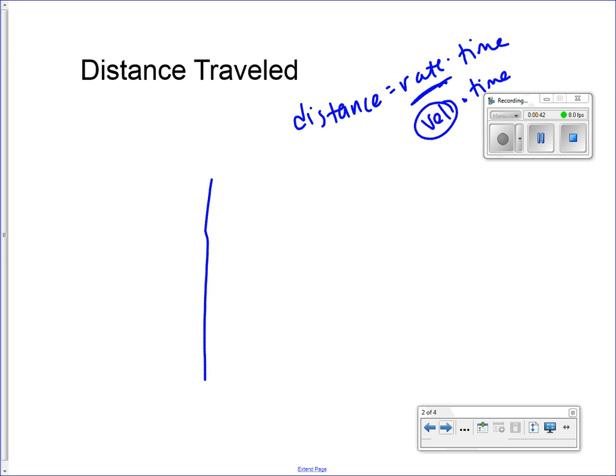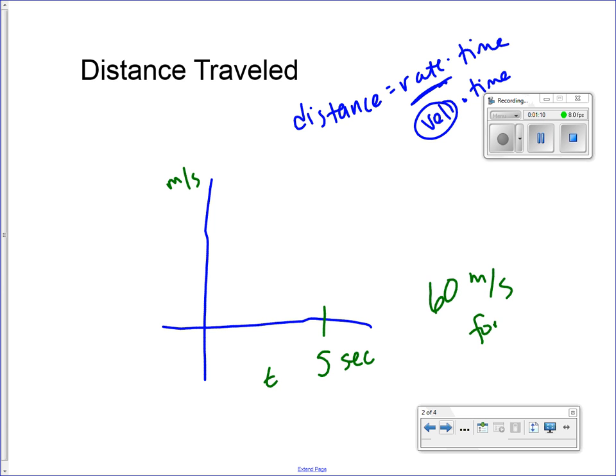So I'm just going to make a graph here. Let's suppose that the time is along the horizontal axis and the rate is along the vertical axis. And let's say that you went 60, write it down here, 60 meters per second for 4 seconds. So what distance did you travel?